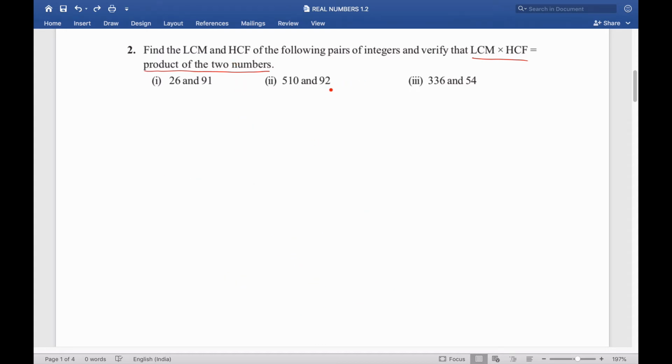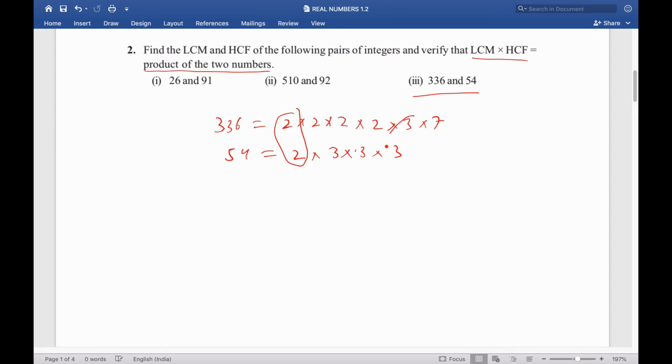Part 3, now we have 336 and 54. Again, we can simply do the prime factorization of 336 first. We will get 2 into 2 into 2 into 2 into 3 into 7, and for 54 I will get 2 into 3 into 3 into 3. So here clearly I can see that this 2 and 1 3 I have common, so I can say that HCF is simply 6.